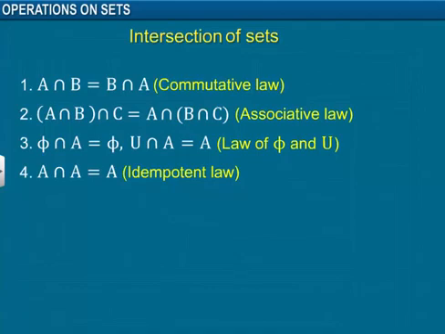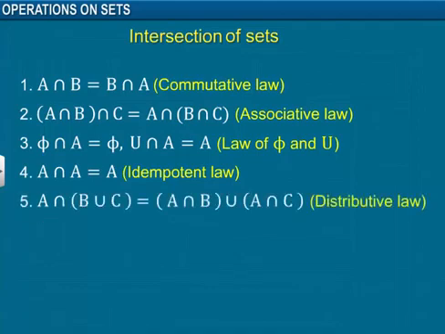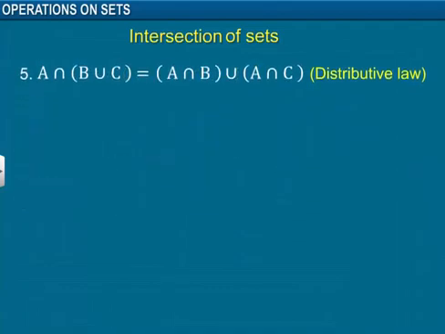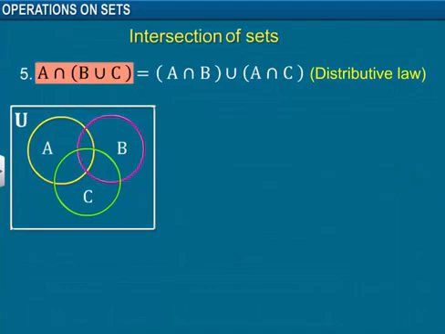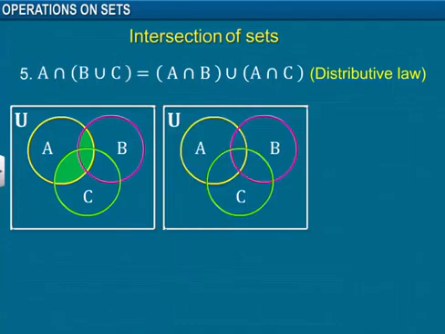This property can be verified with the help of Venn diagrams. Taking the left-hand side, for B union C, we have this Venn diagram. A intersection B union C is as shown. On the right-hand side, the Venn diagram for A intersection B is as shown. The diagram for A intersection C is as shown. For A intersection B union A intersection C, the Venn diagram is as shown.